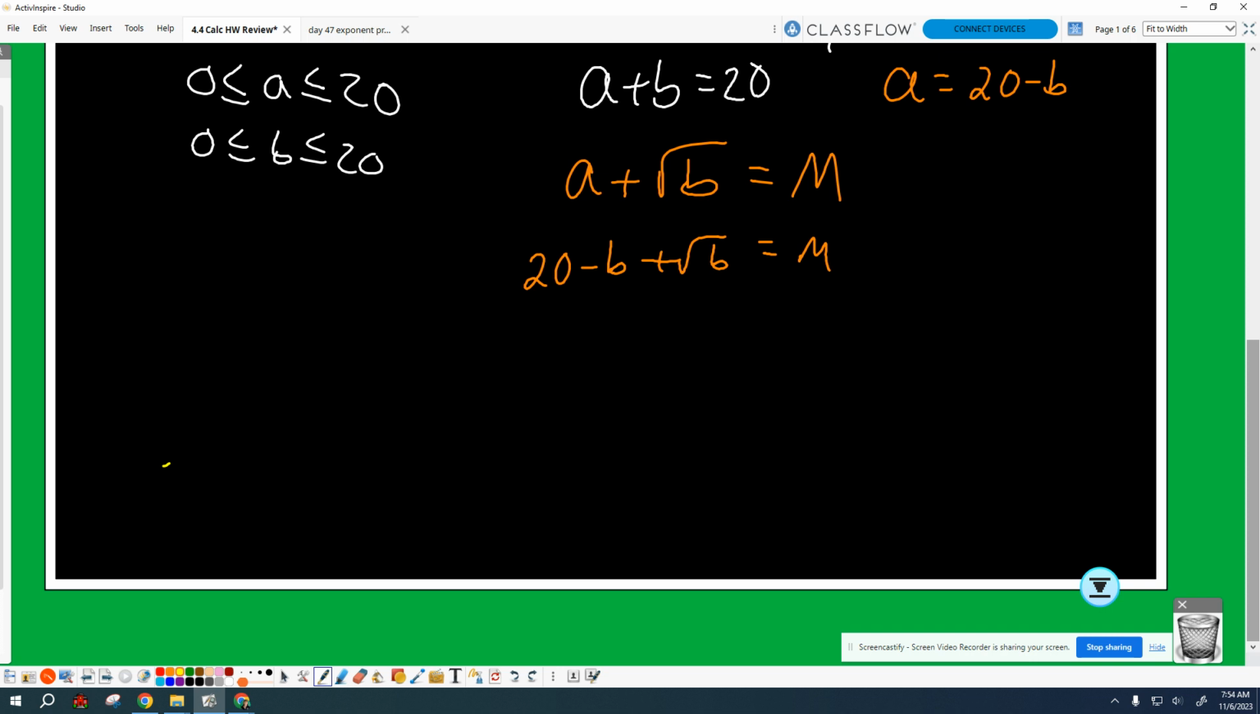Did I maximize anything yet? Andy, what do I need to do? Okay. So how is M changing with respect to B? Clara, what's the derivative? It would be negative 1 plus 1 half times B to the negative 1 half. So where is that 0?